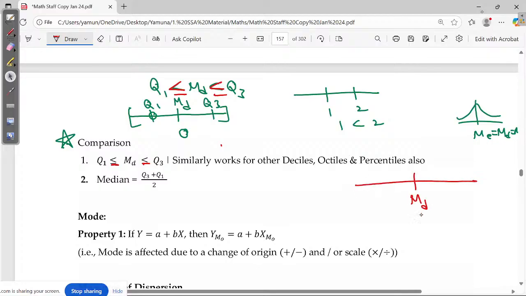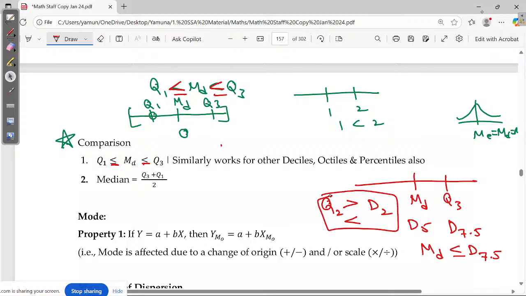This is the median, or you can write this as D5. Am I right? This is quartile 3, or you can write it as D7.5. Shall I write that the median is less than or equal to D7.5? Yes, I can write it. Please tell me, is quartile 1 less than or greater than D2? Which one holds good?